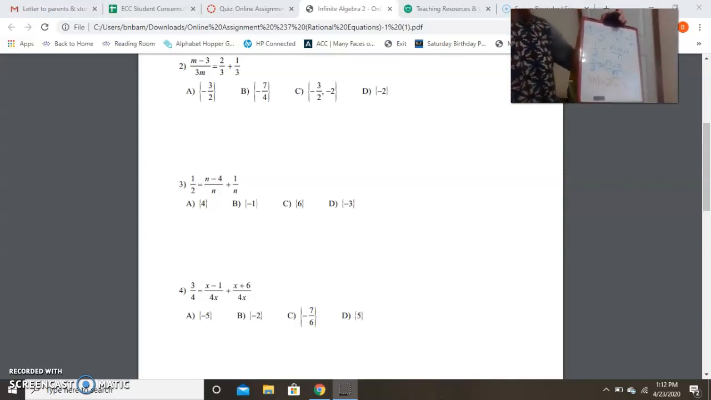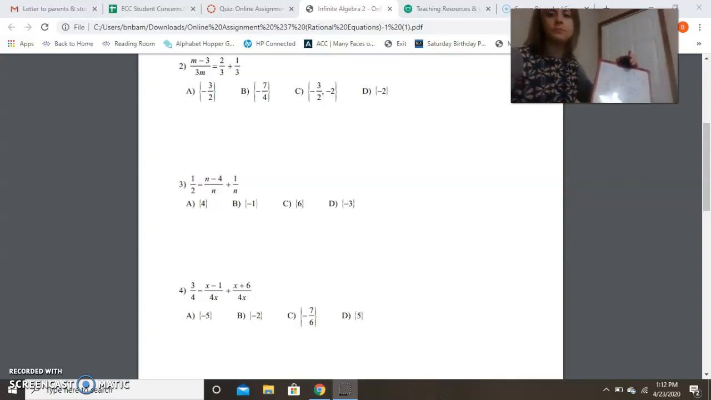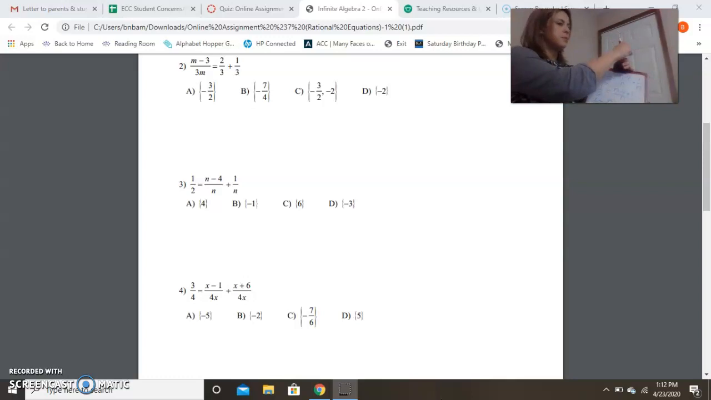I'm sorry if that didn't show up on there. There's a glimpse of everything that I did. Okay? All right, so then number 4, I forgot my eraser too.